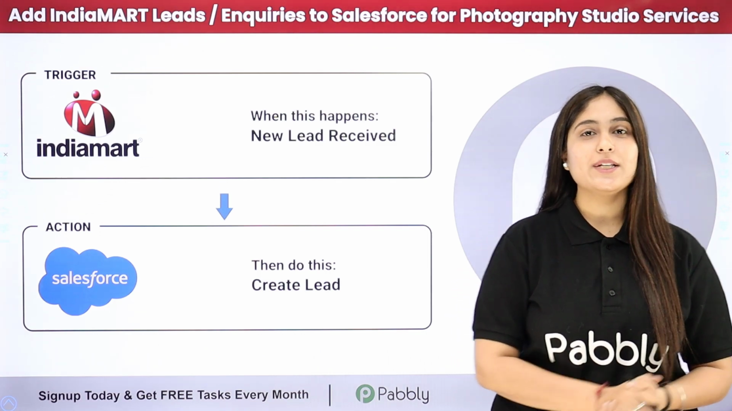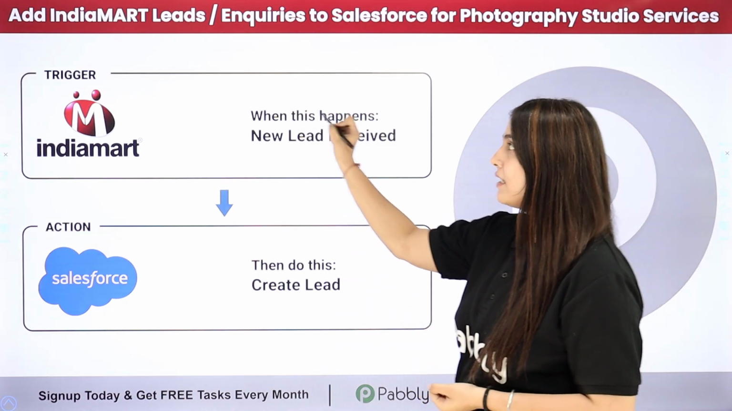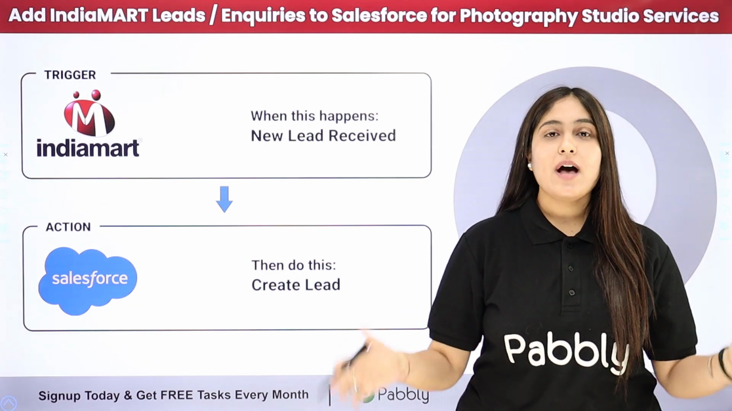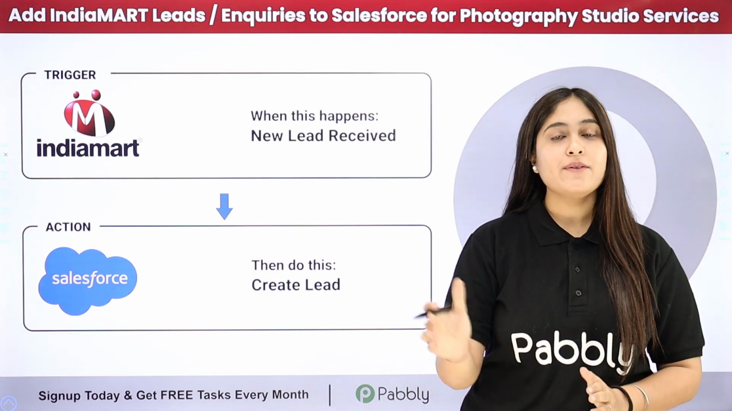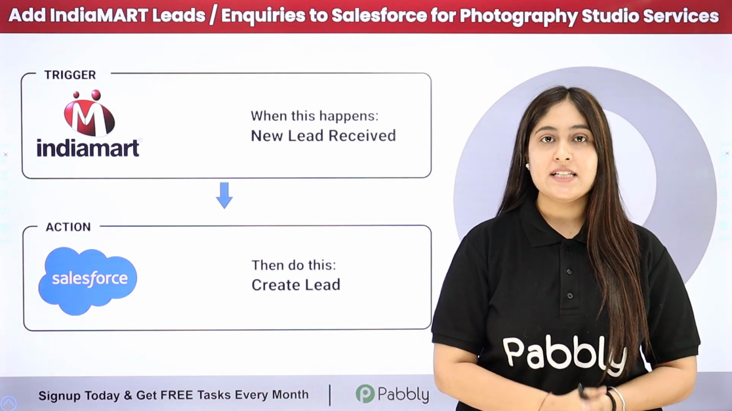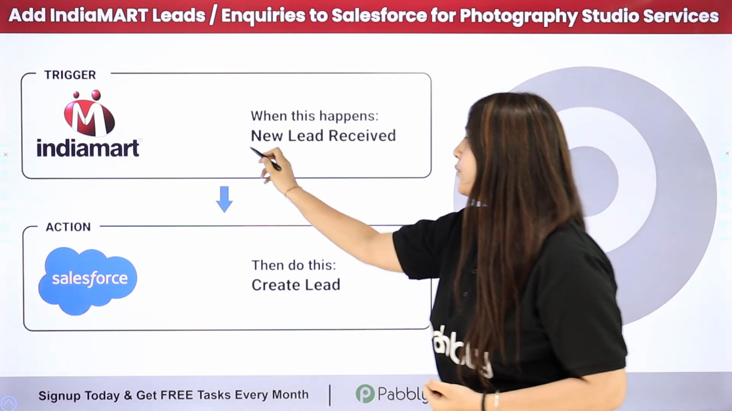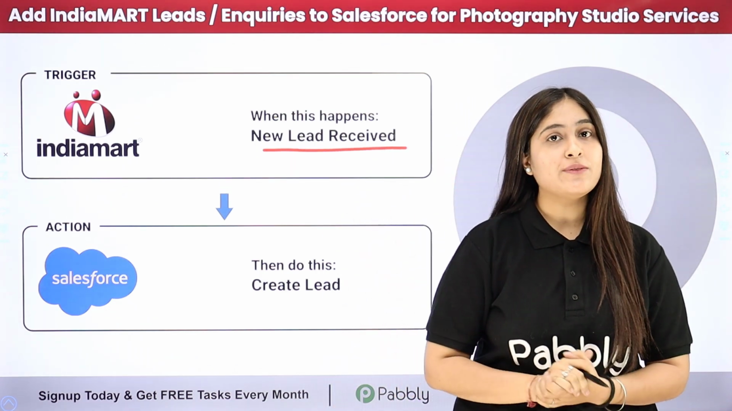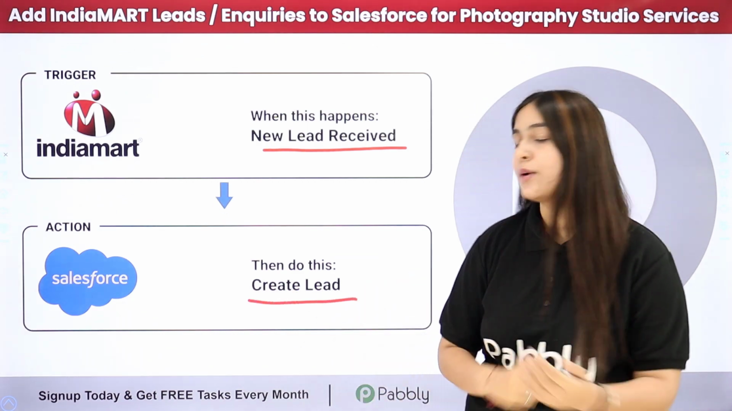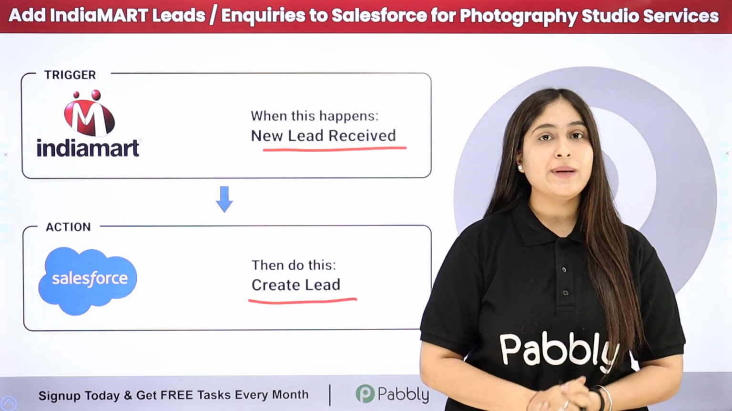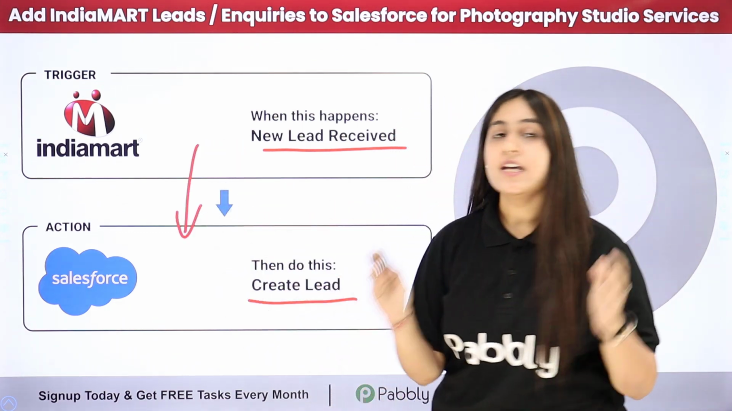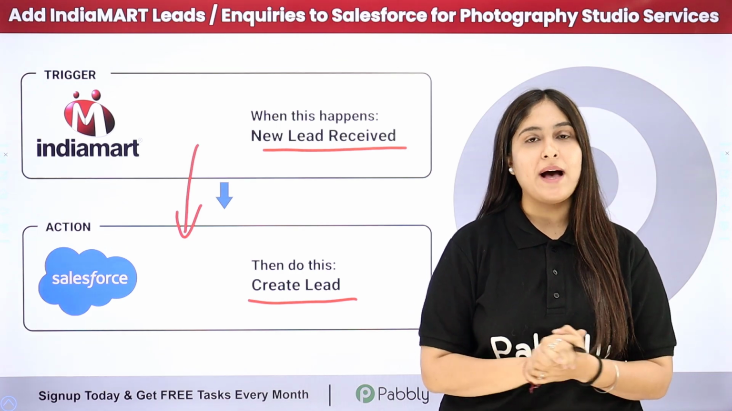In this video, we are going to understand how to add IndiaMART leads or inquiries to Salesforce for photography studio services. So I'm an owner of a photography studio and I receive a lot of leads and inquiries through IndiaMART. Now my objective is that whenever I receive a new lead through IndiaMART, I want to add the lead to my CRM, that is Salesforce, as a new lead so that I can contact that lead further. To automate the entire process, I need to connect my IndiaMART with my Salesforce account using an automation software named Pabbly Connect.